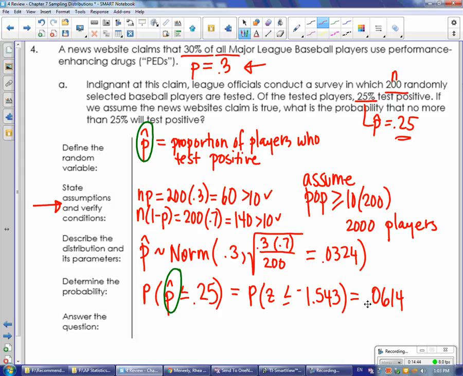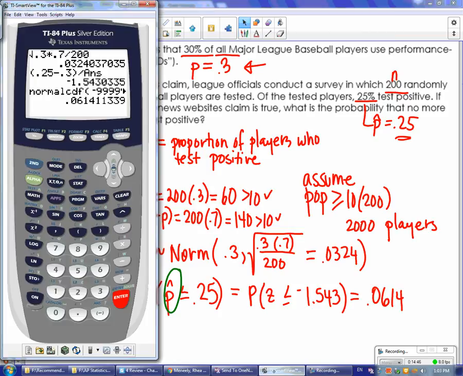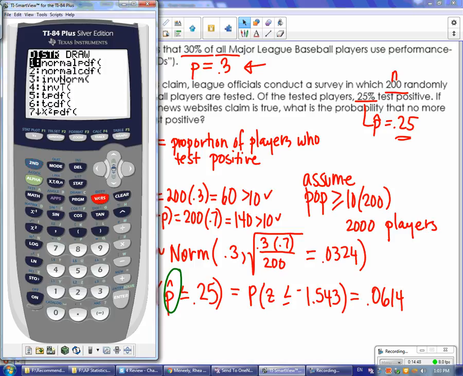You could also compute this probability using p hat, so I'll do it that way as well. My lower bound will continue to be negative 99999, but my upper bound would be 0.25. Since I'm using p hat, I'd also want to make sure that I enter the mean of p hat, which is 0.3, and the standard deviation, which I computed to be 0.0324.